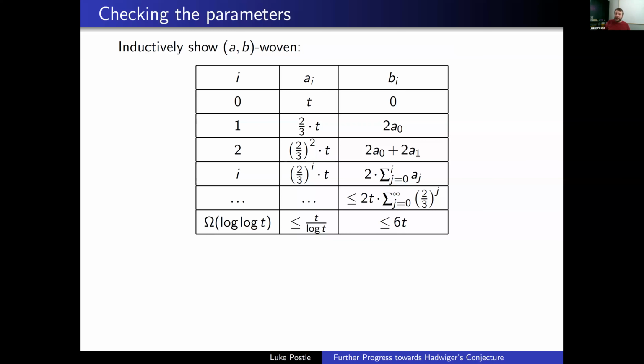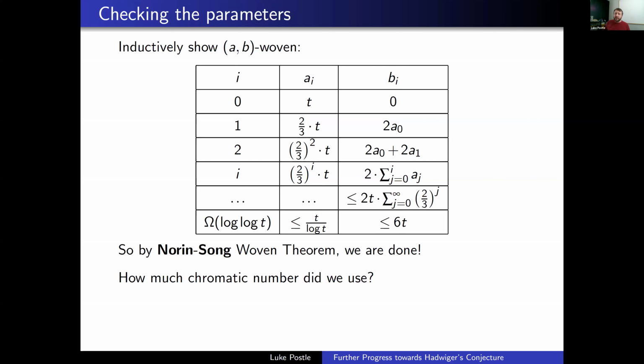And after log t steps, the A's have gone down to something like t over log t, and you can just apply the Norin-Song-Woven theorem, and we're done. And so it all works out very nicely. And how much chromatic number did we use? Since it costs log t steps, you can work out the numbers, but it'll work out. So it'll be like S or K times log t, which will be enough. So somehow I had this idea way back when that if we could have these recursive steps, it would all work very nicely. I was stumbling on how to get the large ones, but this Norin result and this chromatic number does it for us if we can separate.